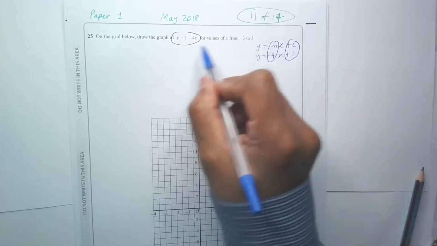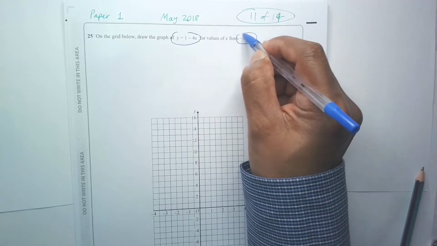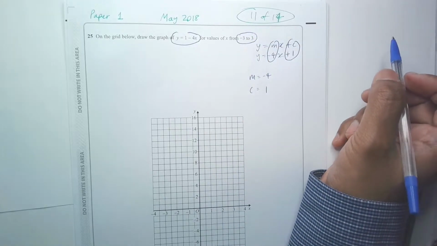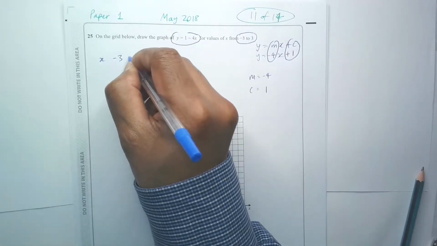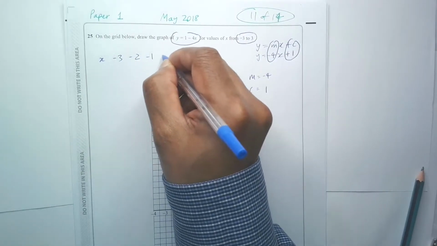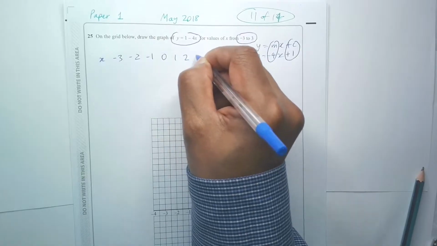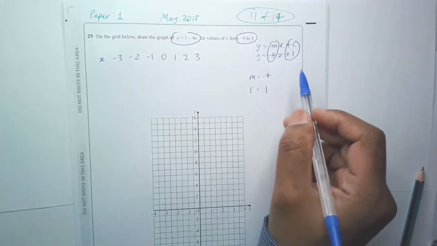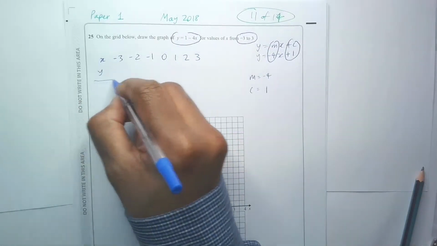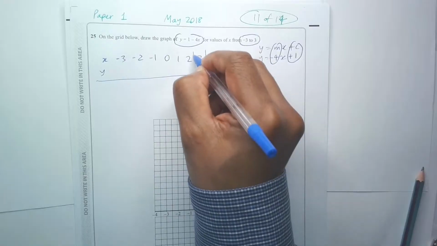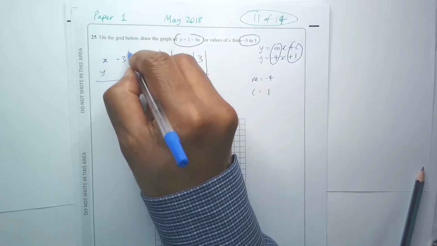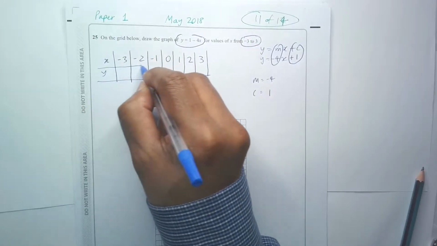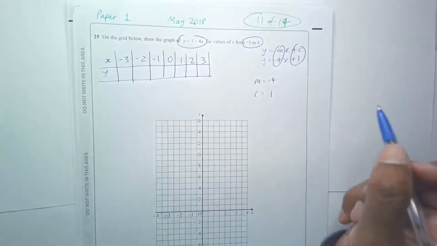And my values of x are minus 3 to 3. So now I'm going to write down x as minus 3, minus 2, minus 1, 0, 1, 2, 3. And my y values I'm going to work out now. As you can see, I'm going through these questions a little bit faster, and I hope you are also doing it slightly faster.